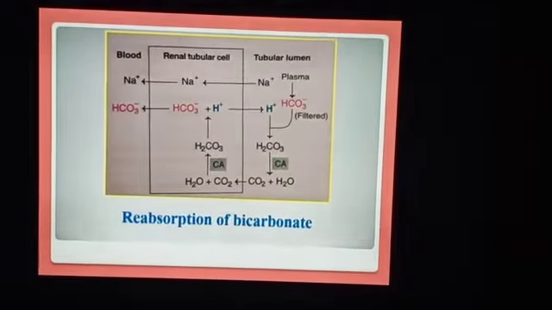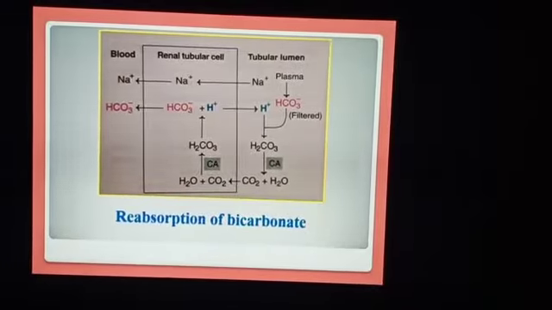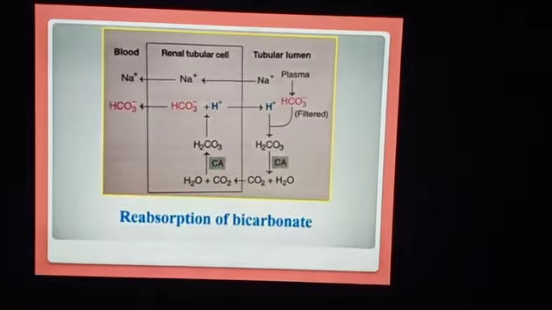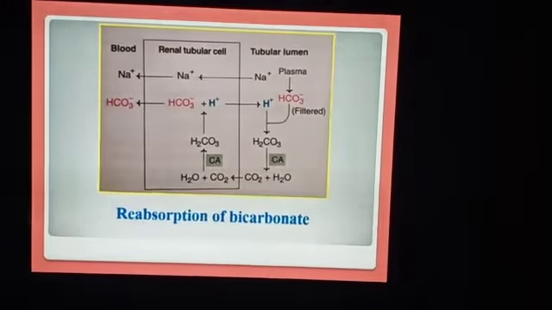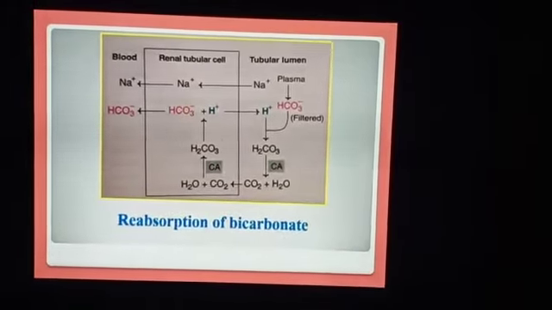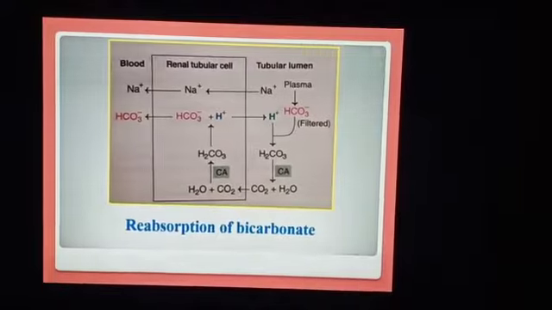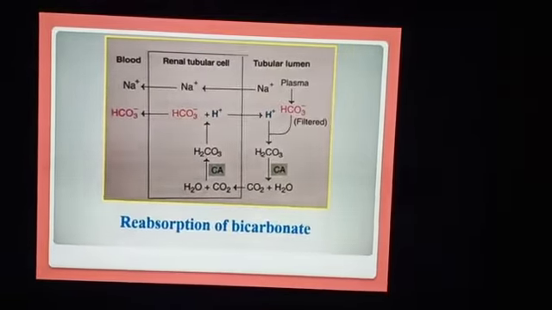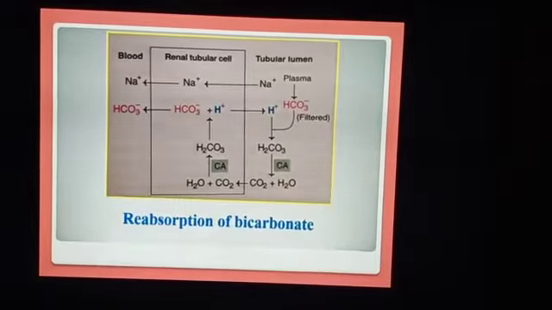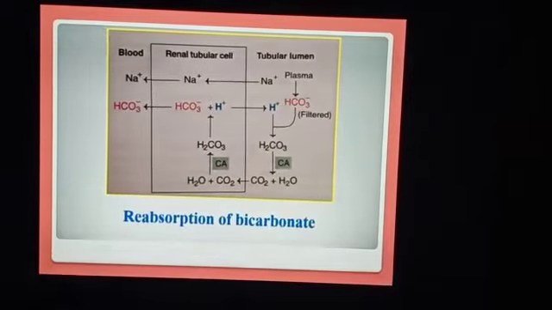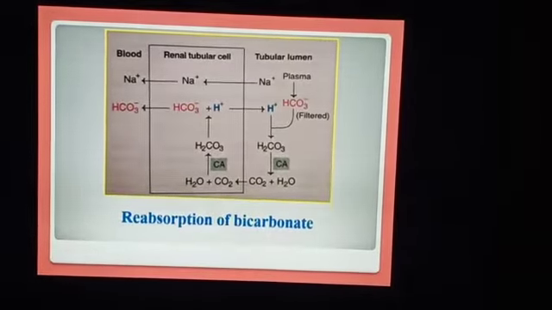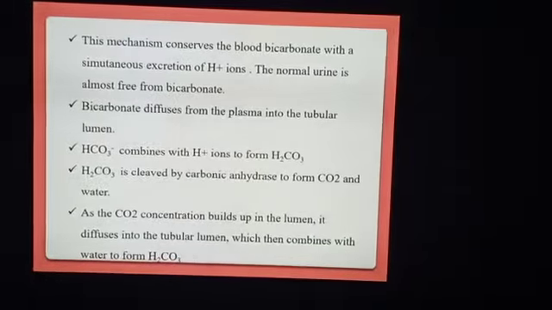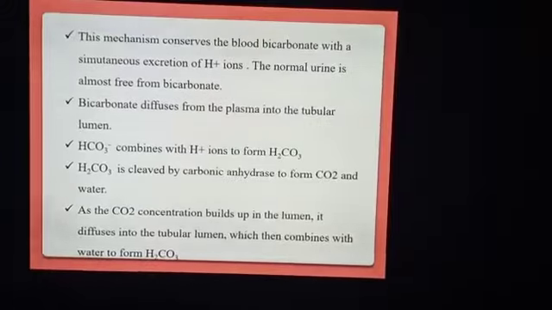Again it forms carbonic acid with the help of carbonic anhydrase and dissociates into bicarbonate and H plus ions. That H plus ion enters into the tubular lumen in exchange for sodium ions, and the sodium is associated with bicarbonate and enters into the blood. By this process, bicarbonate is reabsorbed into the blood. This mechanism conserves the blood bicarbonate with a simultaneous excretion of H plus ions.